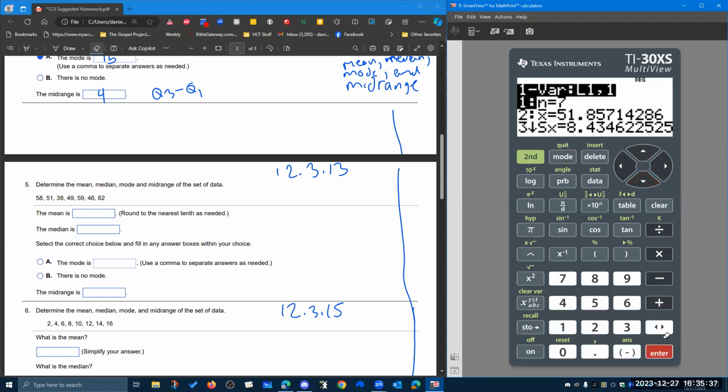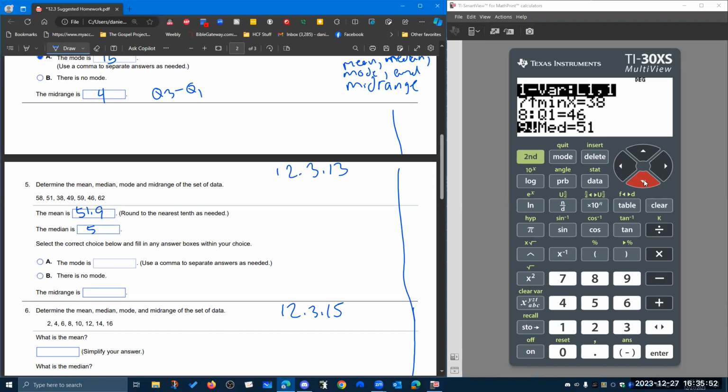So my mean is 51 point, and I'm going to round to the nearest tenth, so that's 9. The median is down here a little bit, is 51. There is no mode from what I see. Nope, everything only appears one time, so there's no number that appears most often. And the mid-range is going to be 59 minus 46 is 13.